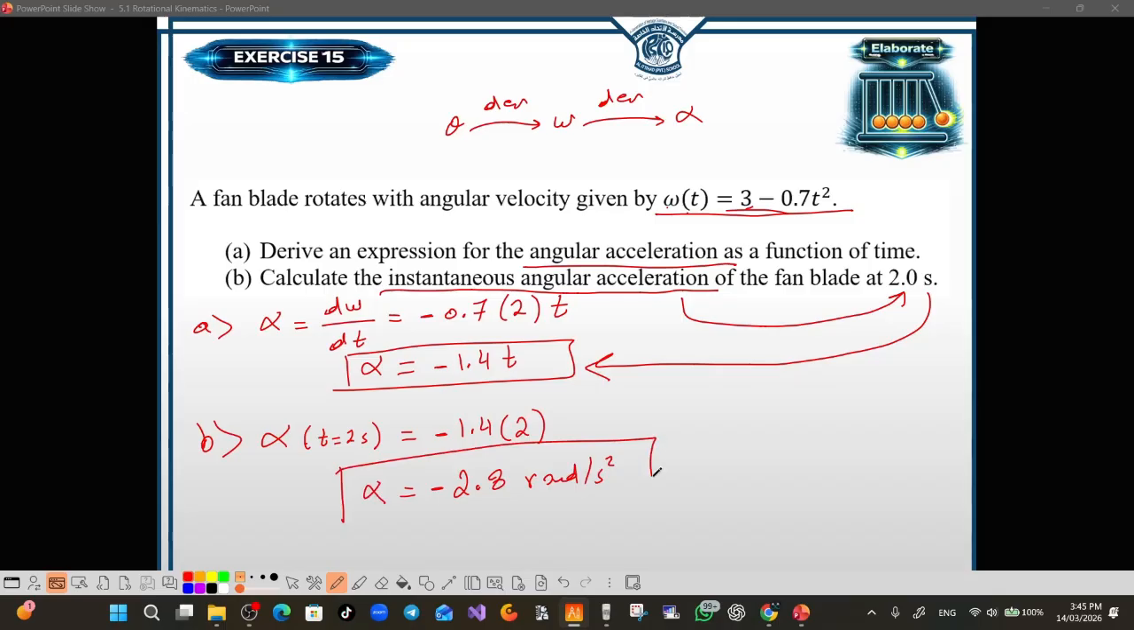Now, in case they want me to find the magnitude of the instantaneous angular acceleration, we just need to drop the minus from our answer. So the alpha becomes equal to 2.8 radian per second squared.